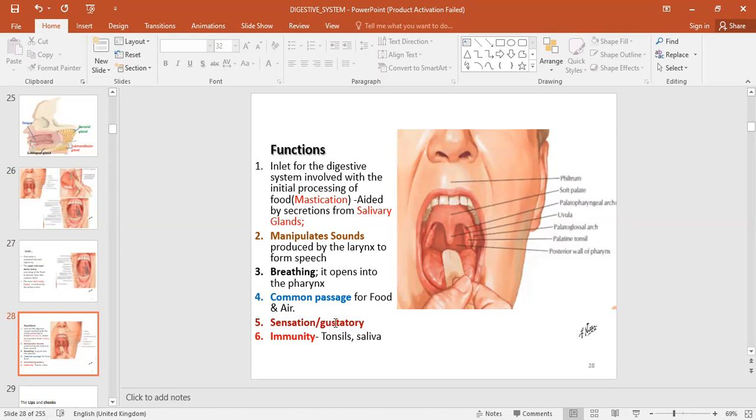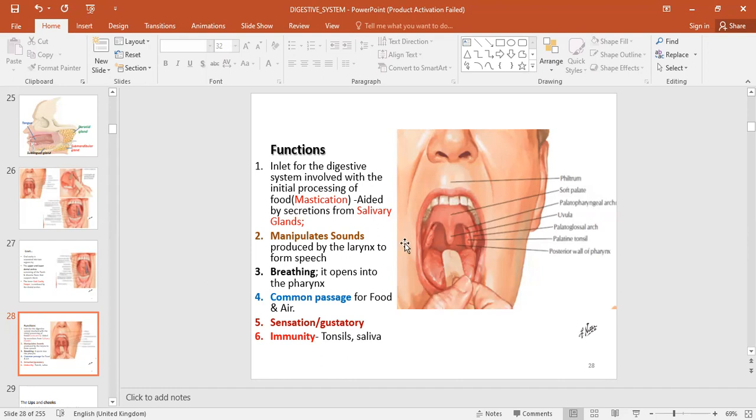Next is the sense of gustation. Gustatory function is the ability to taste food. The tongue and the soft palate have taste buds, and taste buds are able to pick up the taste of food that we ingest, either salty, sour, bitter, or sweet. Then lastly, because saliva is an alkaline solution and because of the presence of tonsils in the mouth, this offers protection to the oral cavity. So generally, those are the functions of the mouth.